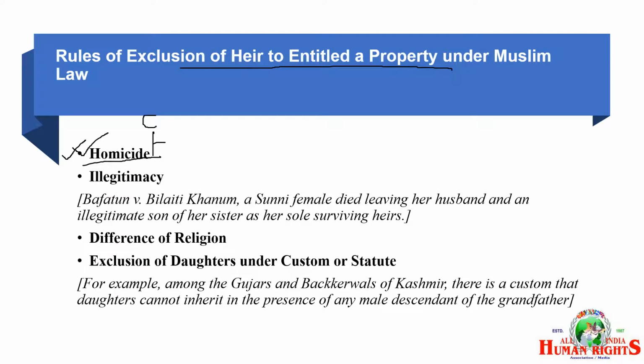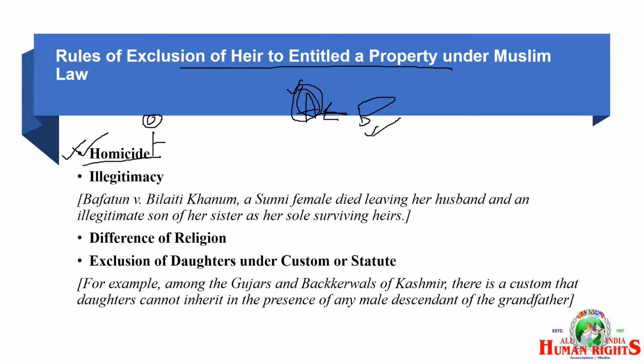When we talk about the Shias, they exclude only the deaths which are intentional. For example, let's say there is a Muslim man A and the cause of his death is his son B. So if B has intentionally caused A's death and they are Shia Muslims, then in case of intentional death, he will not be entitled to any property. However, if the death was caused due to an accident or any unintentional incident, B will be entitled to A's property under Shia law.